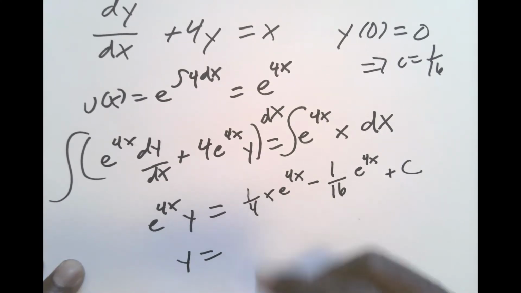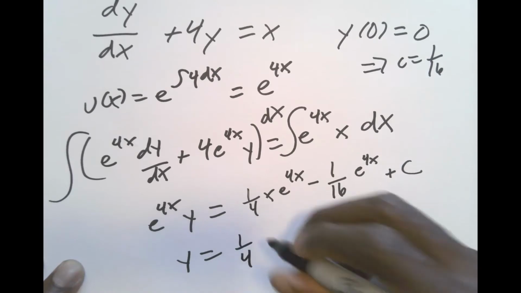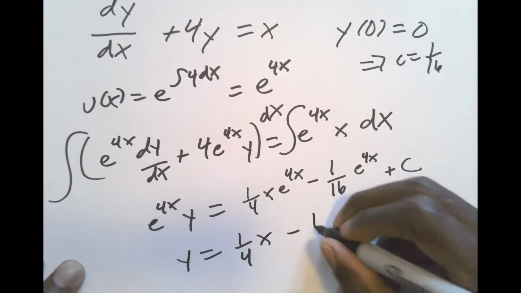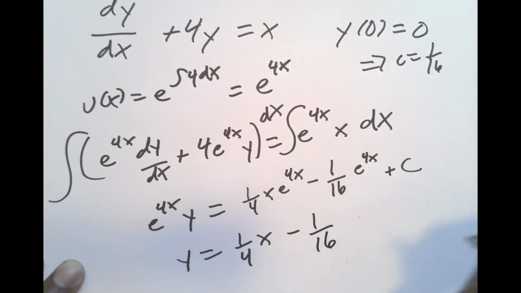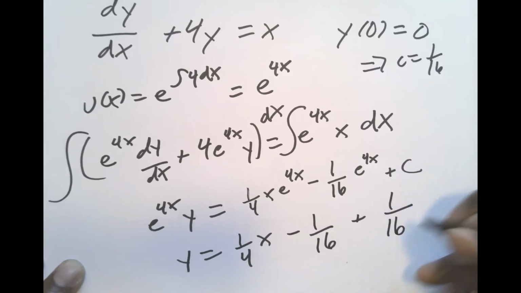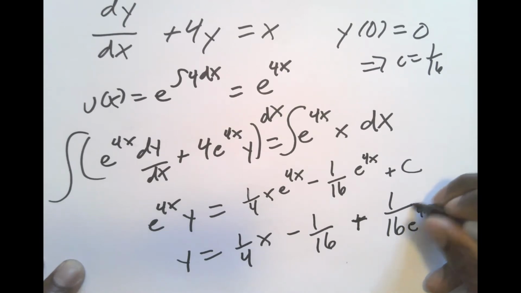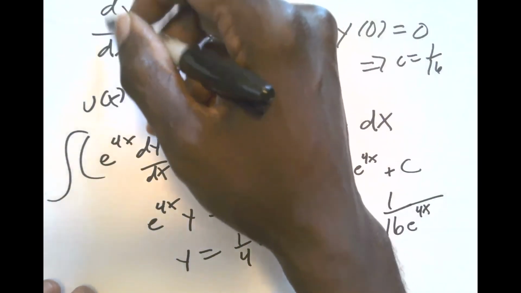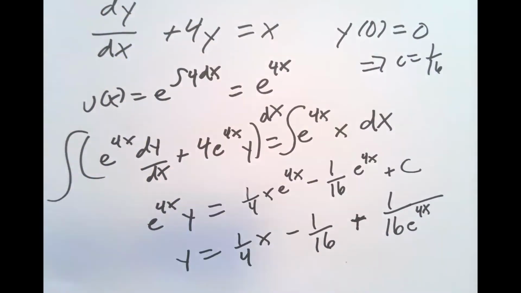Here we will cancel this out, and that will leave me with 1 over 4x. It will cancel this out, and that will leave me with minus 1 over 16. And remember, this c is 1 over 16, and I'm dividing by e to the power of 4x, so 1 over 16 e to the power of 4x. All right, we did it. That's our first example, and this is the solution of the given first order linear differential equation.